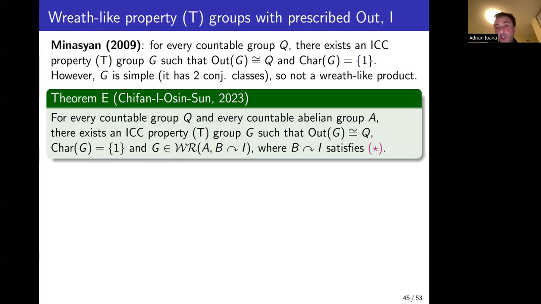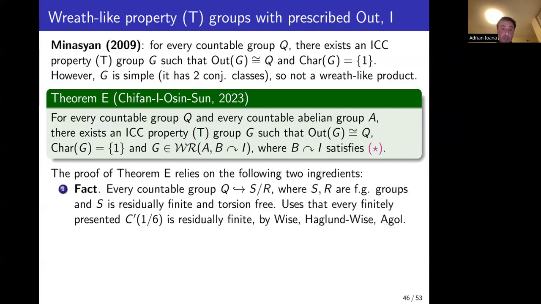The outer automorphism group of G is isomorphic to Q. So it's any given one. The character group of G is 1. And G is a Wreath-like product of your countable abelian group A with an action B on I that satisfies the condition star in the previous theorem. Okay, so remember these conditions on G are enough to guarantee that Jones conjecture holds for G.